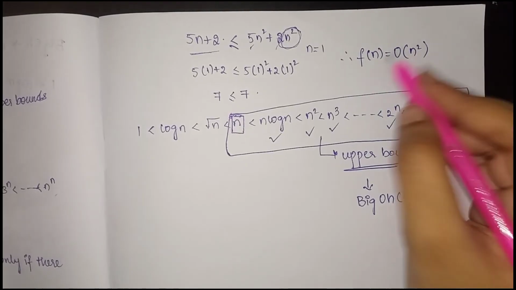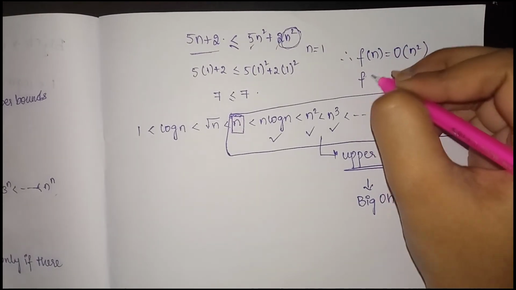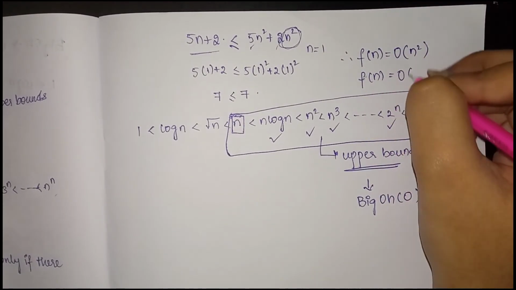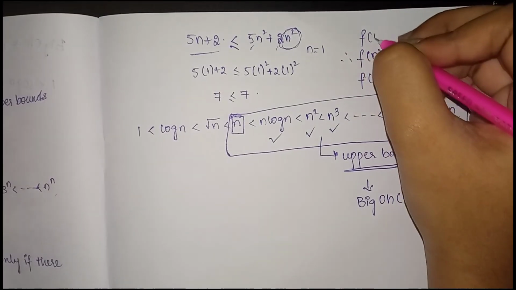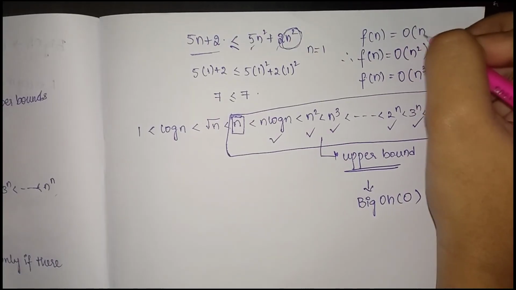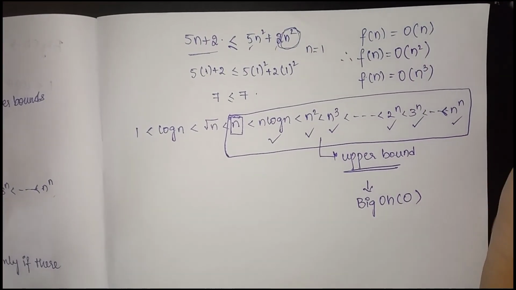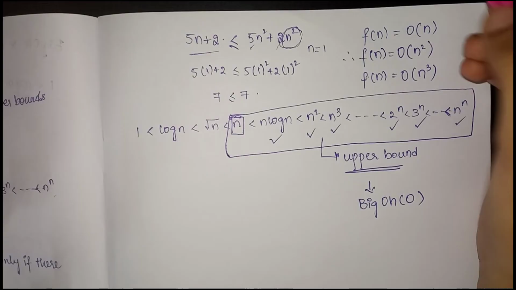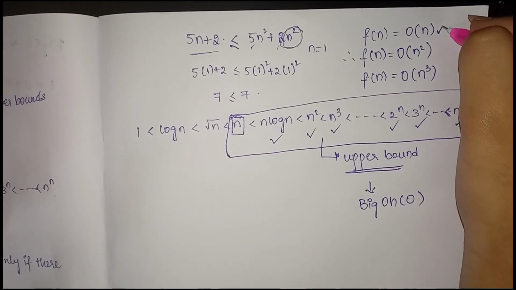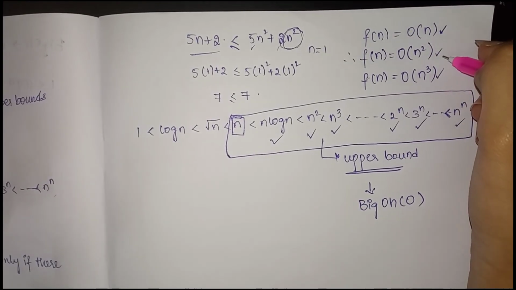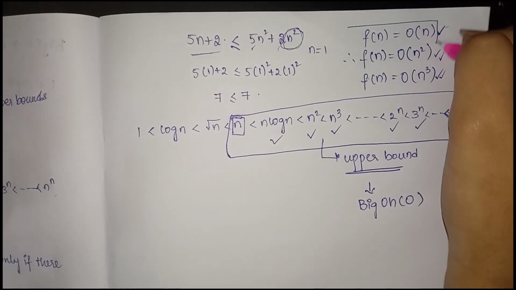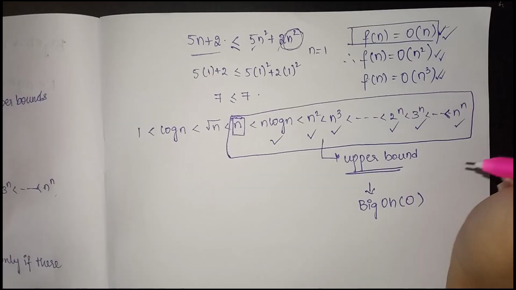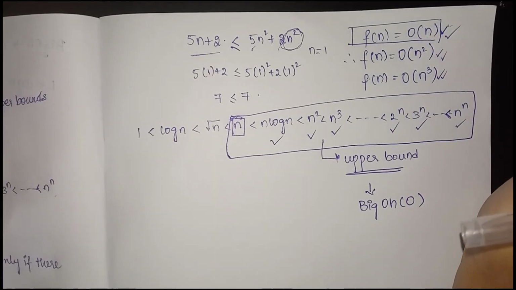So how could I tell this? I can tell f of n equal to order of n cube. I can say f of n is equal to order of n. But while writing the final big O notation, you need to consider the nearest value. You can write these also, it is correct, but it is better to write the nearest value. So you will write f of n is equal to order of n.